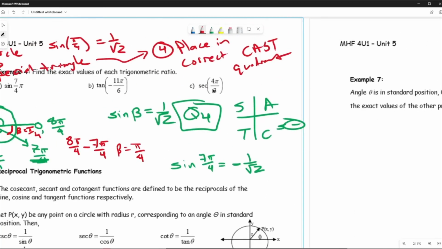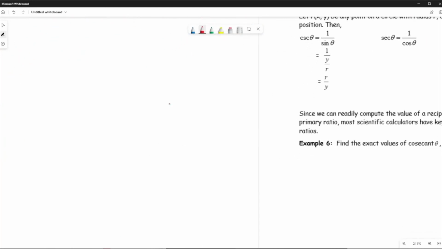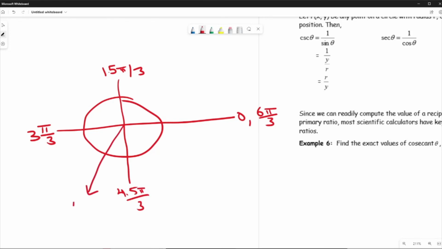Now, the last one here says secant of 4 pi over 3. This is a very good one to do, so let's do it. Okay, so secant of 4 pi over 3. Now, pi over 3 is a bit of a tricky one to count, because we know that 3 pi over 3 would be there, 0 would be there, 6 pi over 3 would be there. What's halfway between 0 and 3 is 1.5 pi over 3. And what's halfway between 3 and 6 is 4.5 pi over 3. Okay, so I'm supposed to draw 4 pi over 3, which would go right here. 4 pi over 3, right? It would be bigger than 3 pi over 3, but it would be smaller than 4.5.